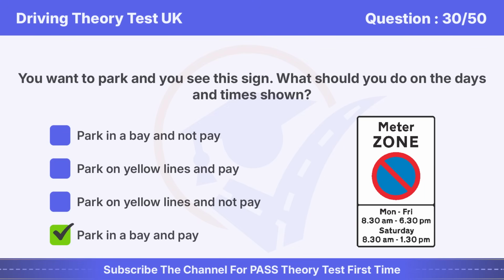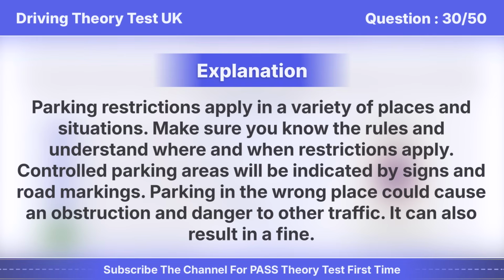Answer is D. Park in a bay and pay. Parking restrictions apply in a variety of places and situations. Make sure you know the rules and understand where and when restrictions apply. Controlled parking areas will be indicated by signs and road markings. Parking in the wrong place could cause an obstruction and danger to other traffic. It can also result in a fine.